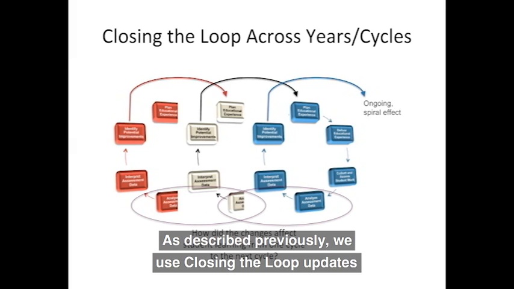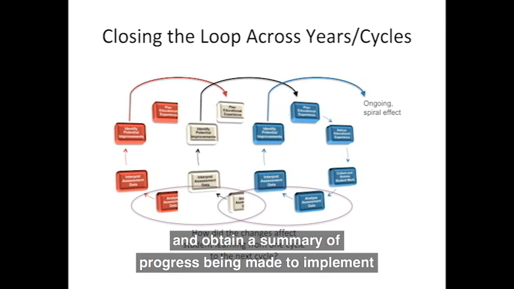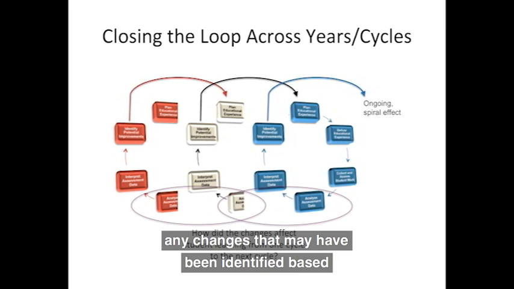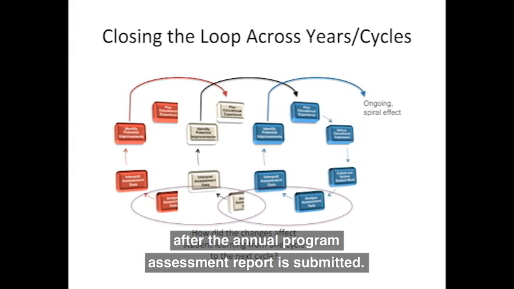As described previously, we use closing the loop updates as a way to check in with programs and obtain a summary of progress being made to implement any changes that may have been identified based on interpretation of assessment results. This update occurs several months after the annual program assessment report is submitted.